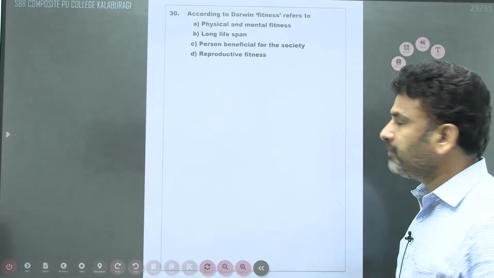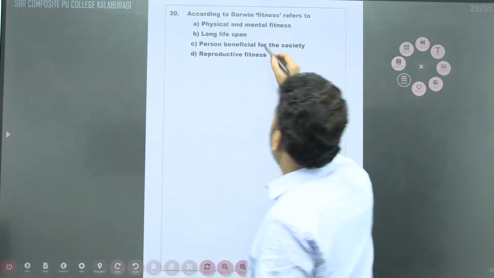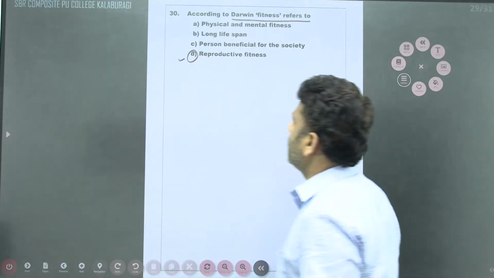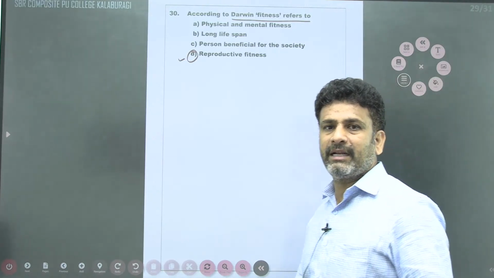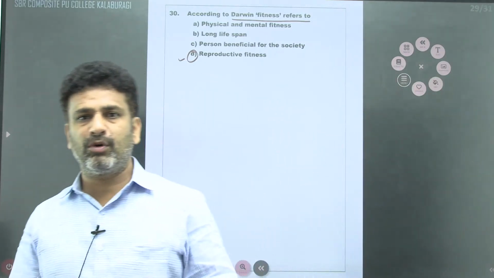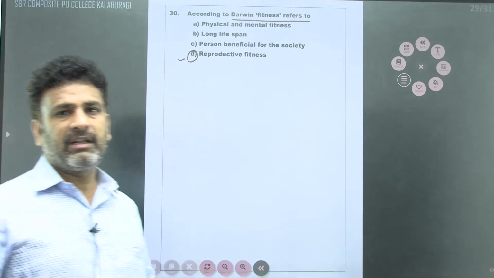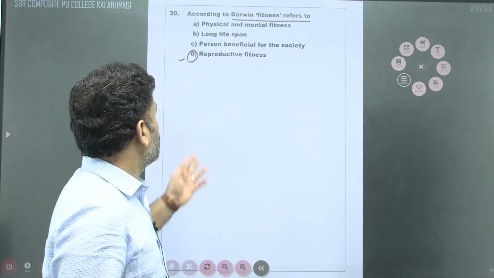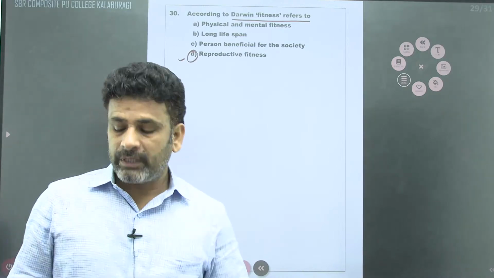Next, last question. According to Darwin, fitness is nothing but reproductive fitness, as I said already. Reproductive fitness plays a vital role in an existing individual, enabling them to produce more and more offspring in the next generation or in future generations. So that's about Darwin's fitness. Okay, so that's all.